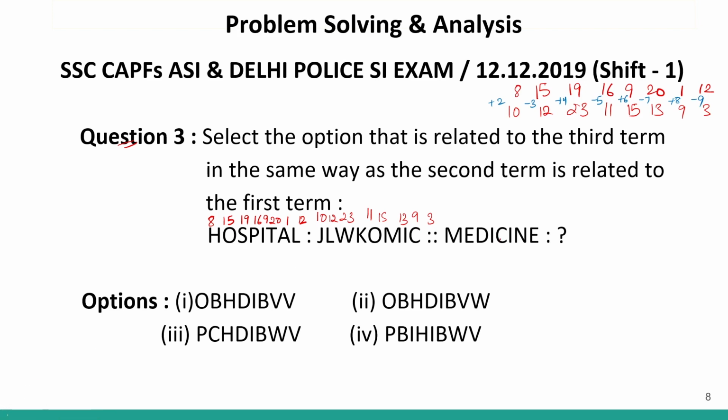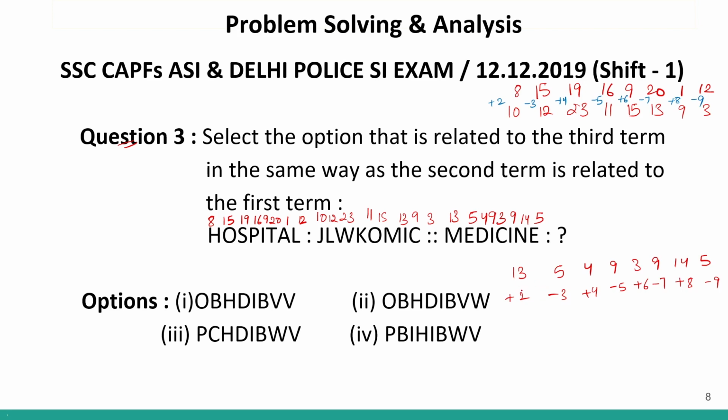So medicine first, let me give them forward ranks. M is 13, E is 5, D is 4, I is 9, C is 3, I is 9 again, N is how much? 14 and E is 5. So it is 13, 5, 4, 9, 3, 9, 14 and 5. Correct? Now, we have to do plus 2, minus 3, plus 4, minus 5, plus 6, minus 7, plus 8, minus 9. Correct? We have to do this.